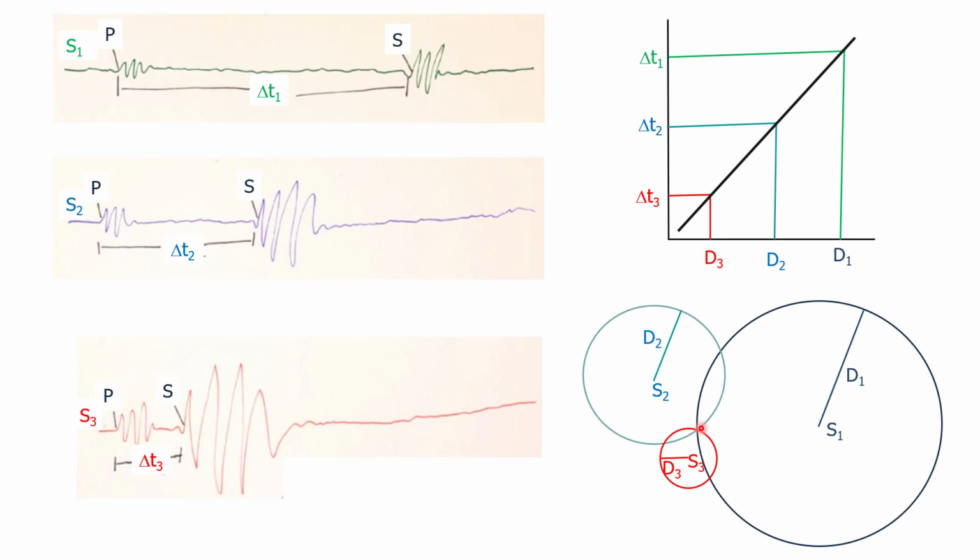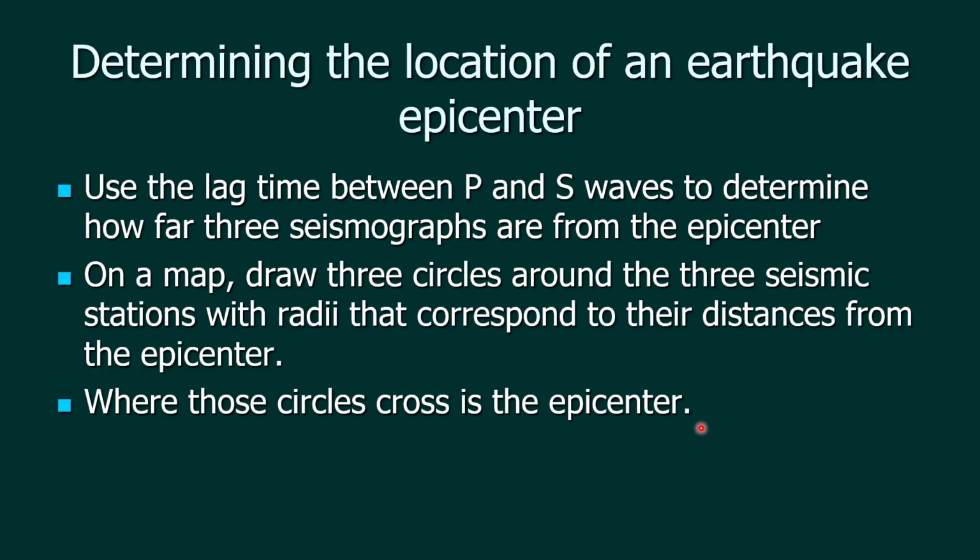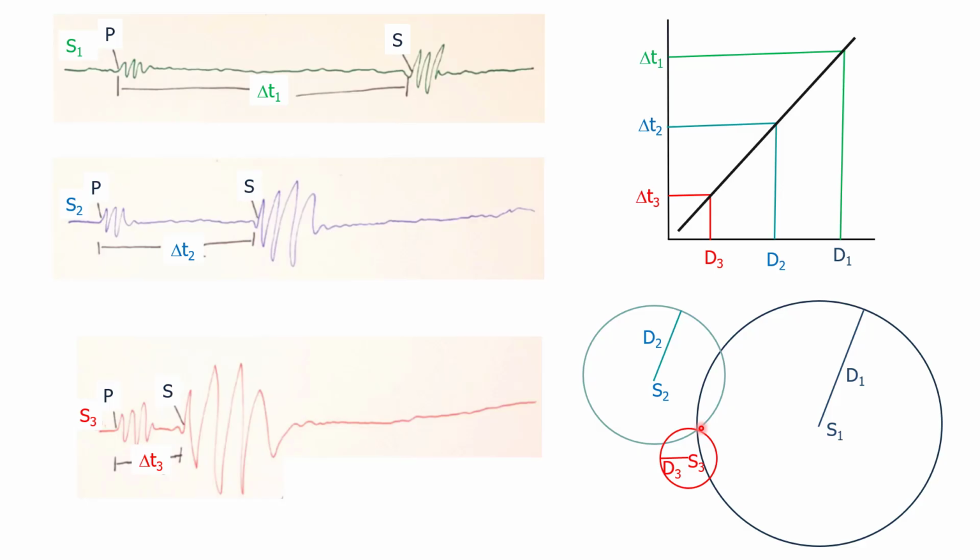Okay, and in the lab we're going to do, you're going to get a chance to do that. The computer is going to do the mapping and the hard stuff for you, but you'll get a chance to do that. So if you want to figure out where the location of an earthquake epicenter is, use that delta t, that lag time between P and S waves, to determine how far 3 seismographs are from the epicenter. On a map, draw 3 circles around those 3 seismographs with radii that correspond to the distance from the epicenter. Where they cross, that's the epicenter.